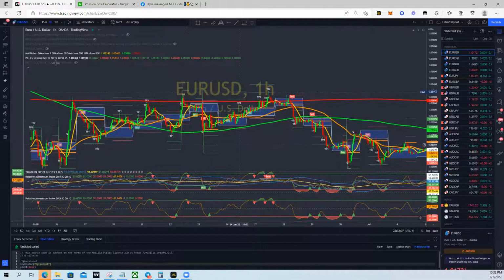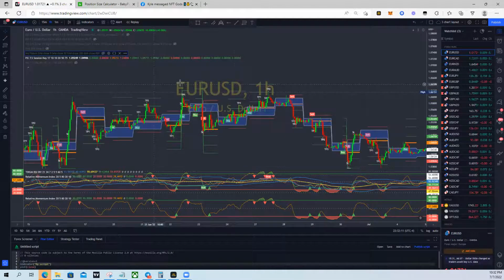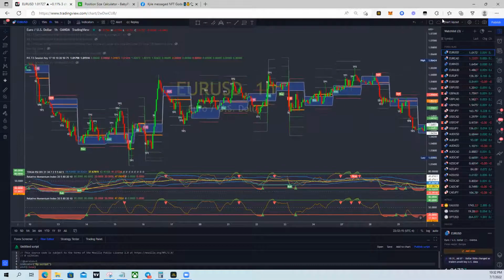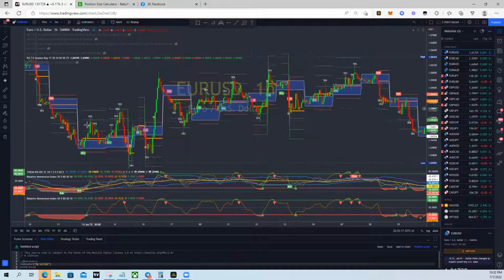So this tool definitely is very, very accurate, one of the most accurate tools I've seen and used. I mean, look at these buys: buy, straight into profit; buy, straight into profit; sell, straight into profit. This buy, there's another loss; sell, straight into profit.